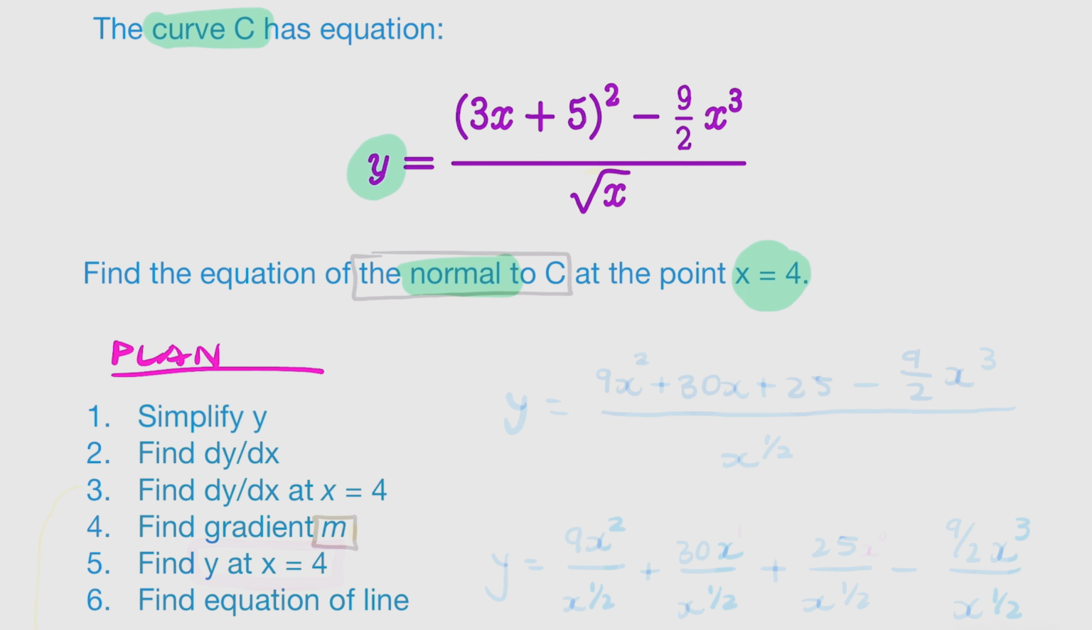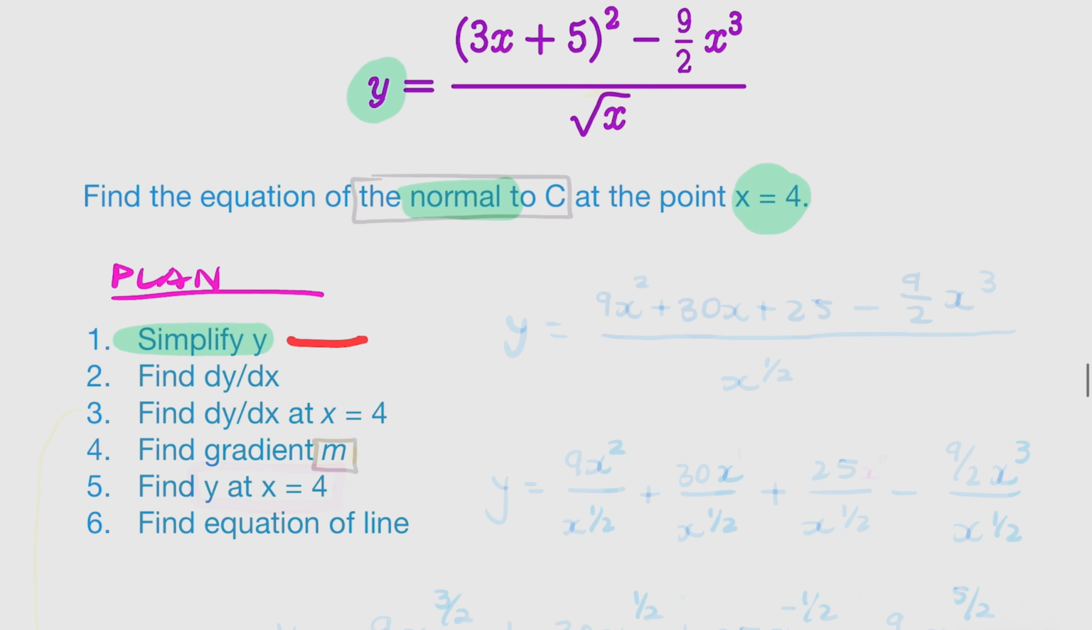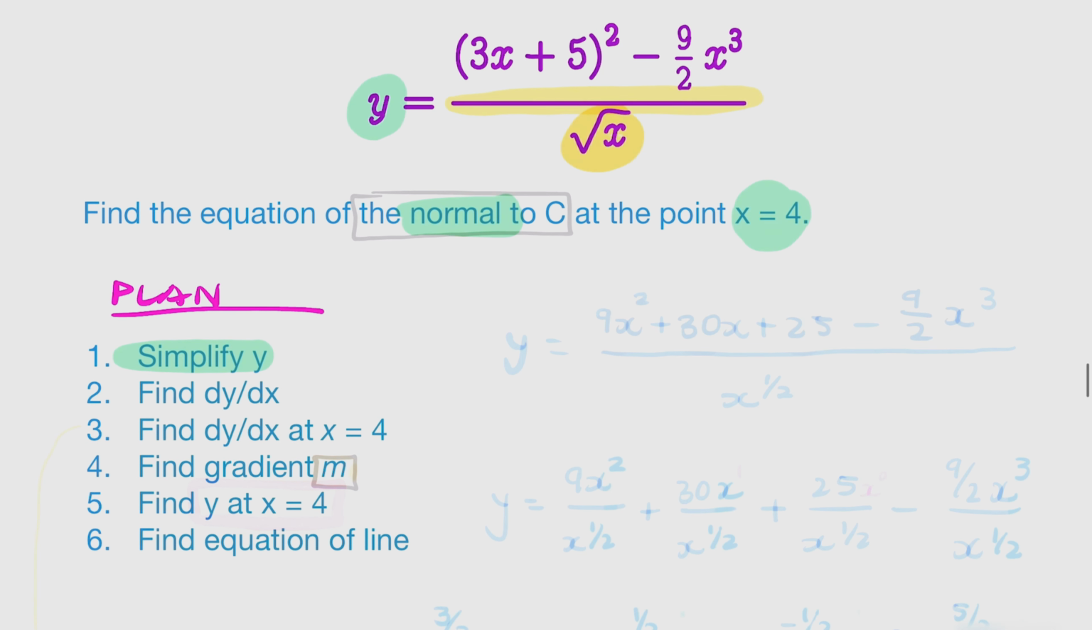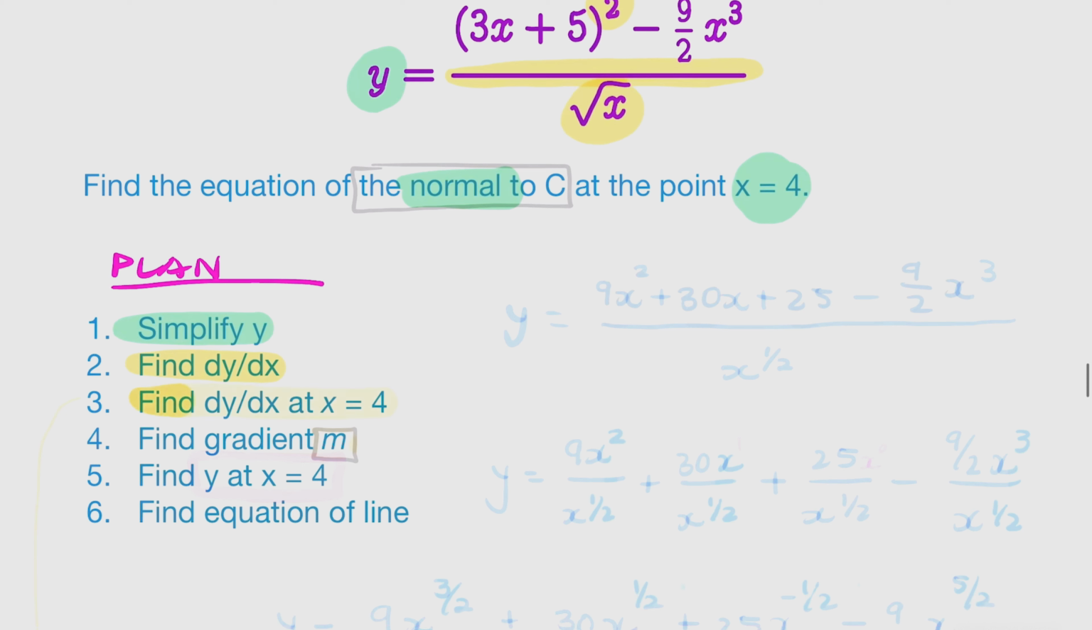So we'll need a plan. First step in the plan is to simplify y, to get rid of the fraction, to get rid of the surds, to get rid of these powers. Next step is to differentiate, find dy by dx. Third step is to substitute x equals 4 to find dy by dx. Then find the negative reciprocal of that to find the gradient of the normal.